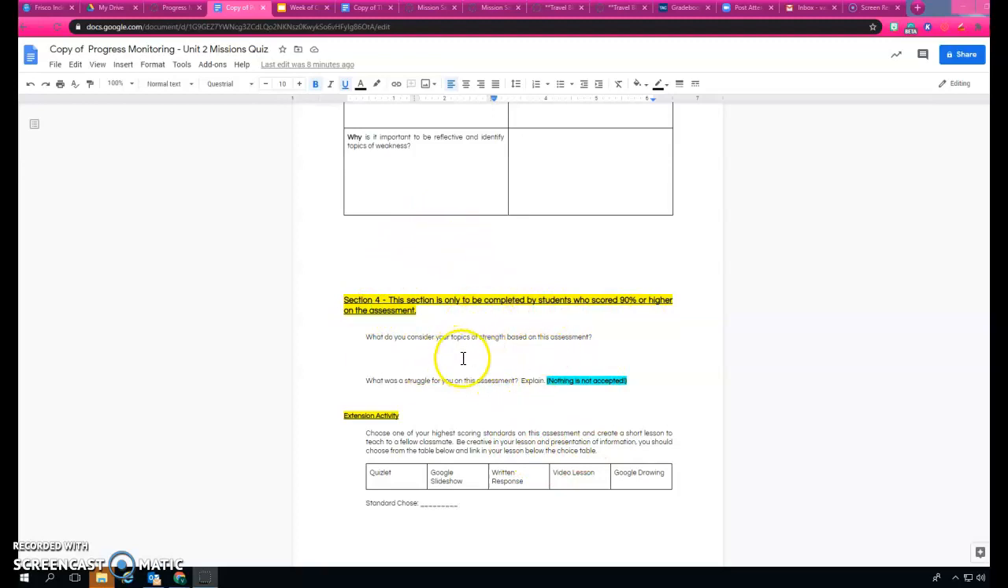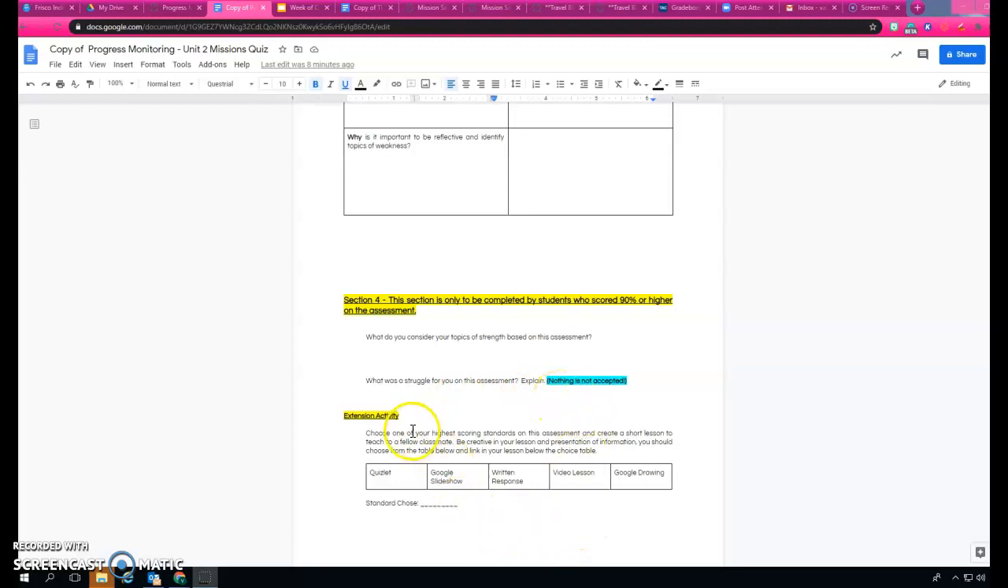Similar questions here. What are your topics of strength? And then it says, what did you struggle with on your assessment? Even if you made 100, you still struggled in some capacity. Maybe it was time management prior to the test or studying. Maybe it was something during the assessment that threw you for a loop. Nothing is not accepted, so do not write nothing as an answer here. You have to have a thorough sentence.